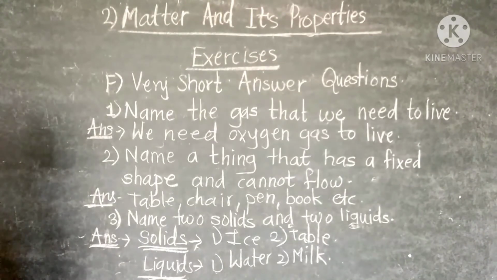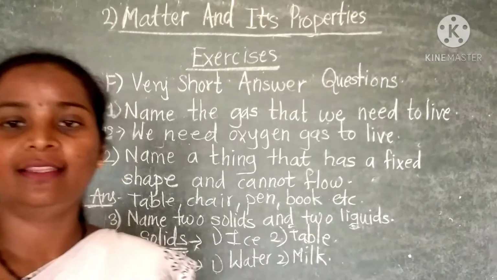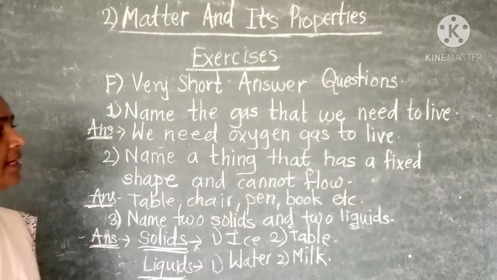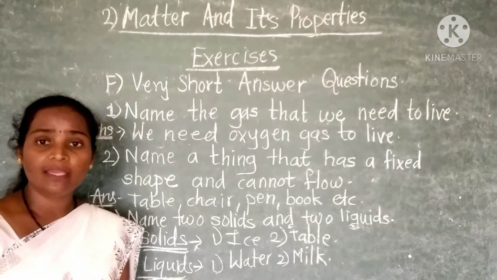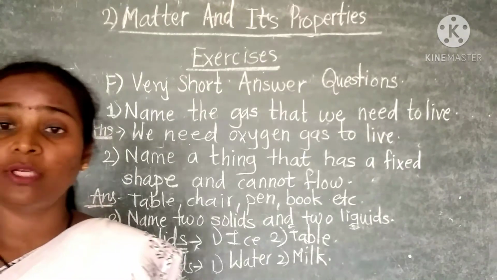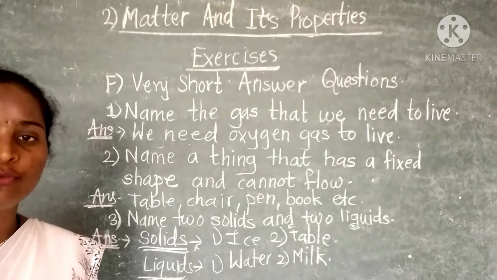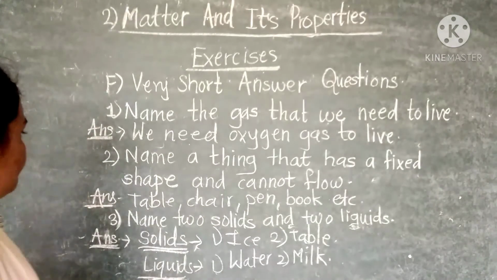Now F question, very short answer question. You have to write these answers very shortly. First is that name the gas that we need to live. Answer is we need oxygen gas to live.